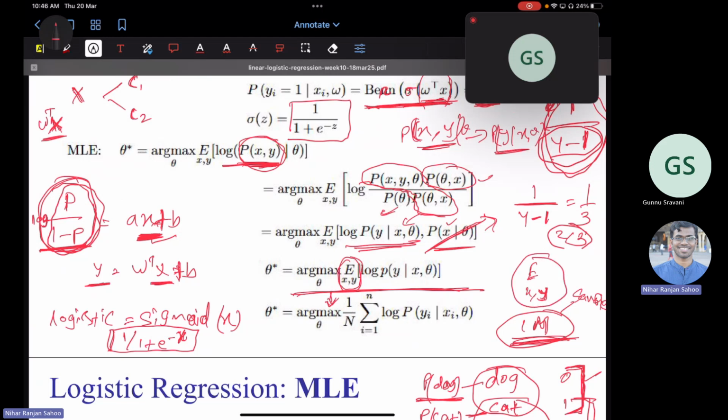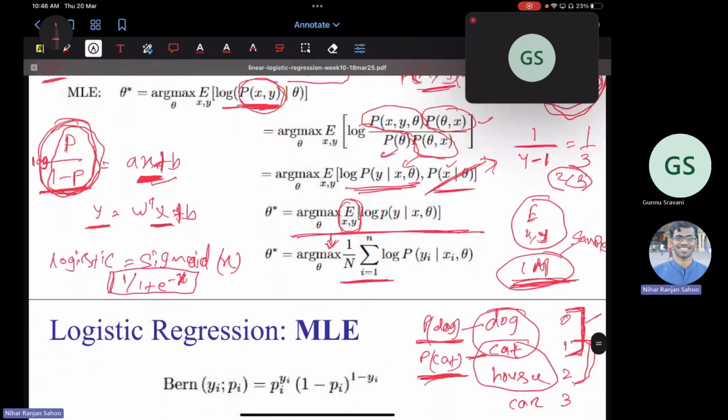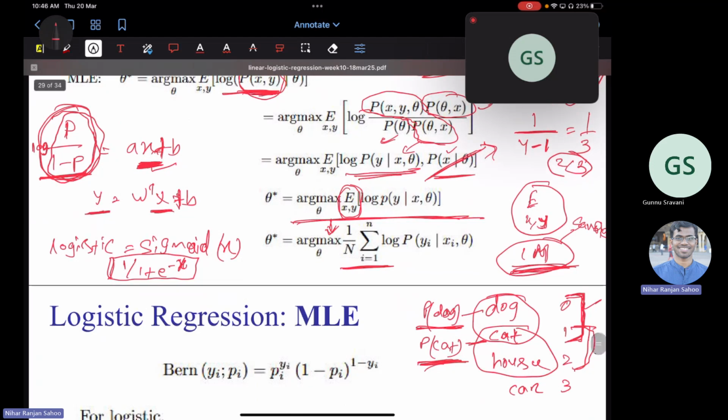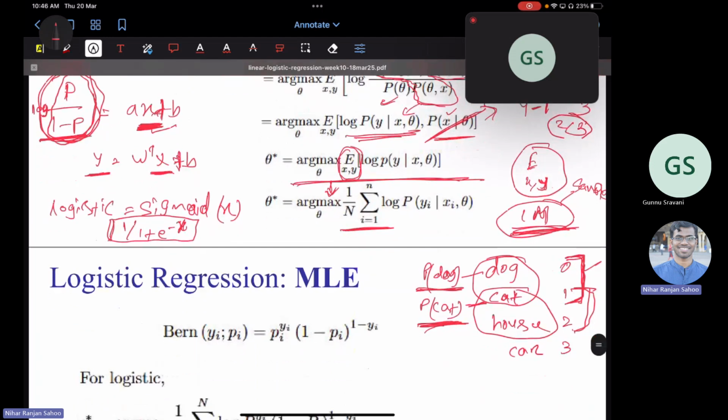So that's why we don't directly apply the expectation. We approximate that expectation by the formulation 1 by n times the summation of the logarithm terms. We never use the true distribution in any machine learning setup, it is always the sample distribution. That's why you will see how we convert a true distribution into a sample distribution, using summation in the discrete case and integration in the continuous case.